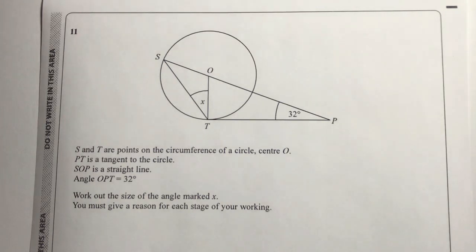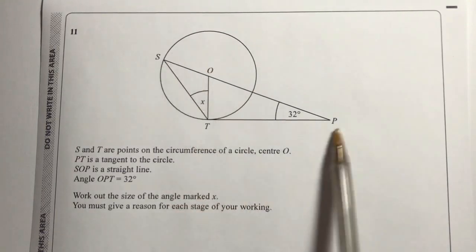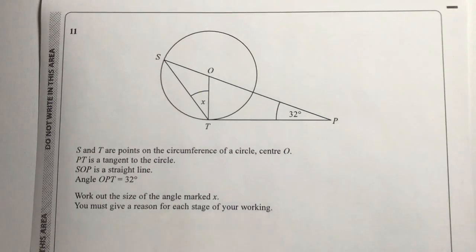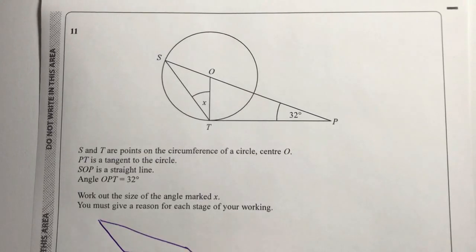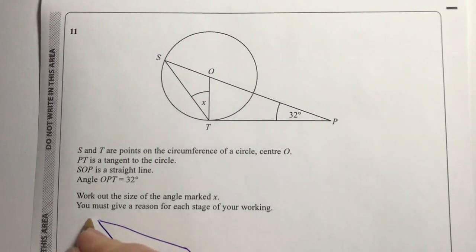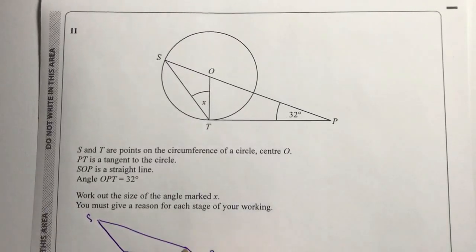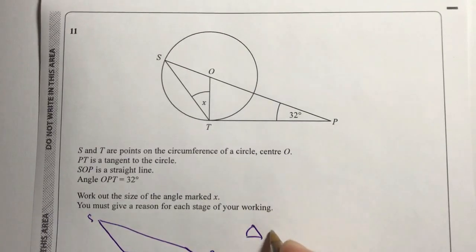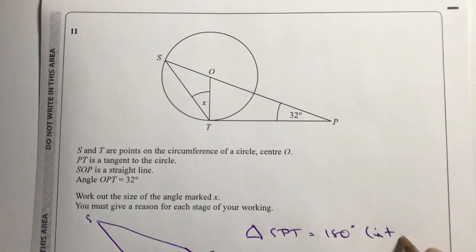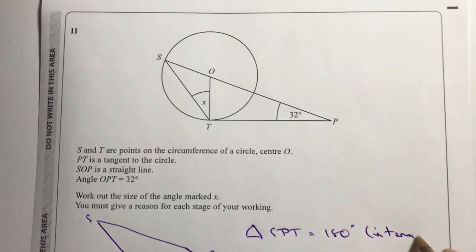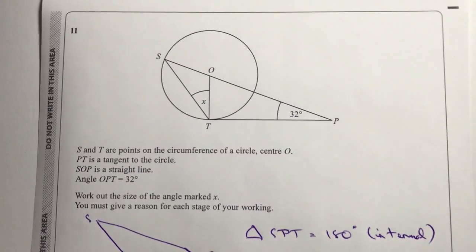Okay, well, what I'm going to do is I'm going to divorce the two things. I've got a circle and I've got a triangle. So if I look initially at the triangle itself, what do I know about that triangle? Well, I know the corners are called S, T and P, so I'm going to say that triangle SPT equals 180 degrees, and those are internal angles.